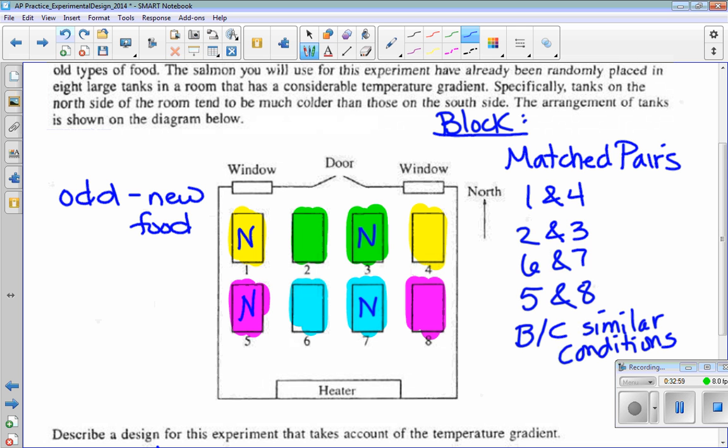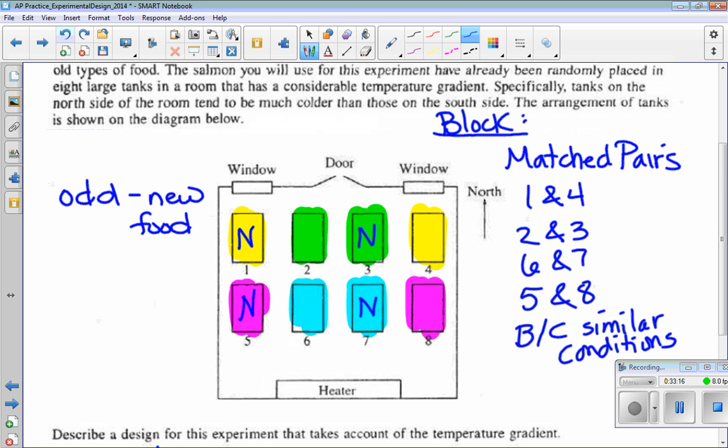So we've talked about blocking. We've talked about randomization. We've talked about control. What's the last one? Replication. Is there more than 1 in each treatment group? Yes. So I've addressed replication as well. Are we good so far?